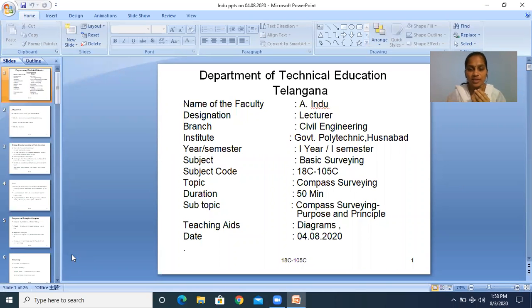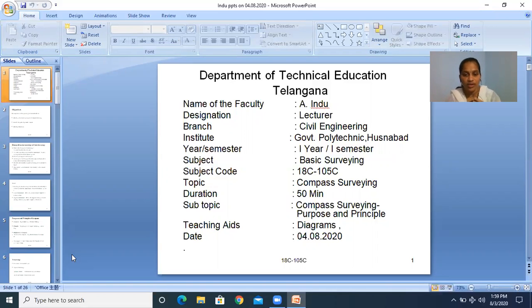Lecturer in civil engineering. Today also we will learn another new topic. In the previous class, we completed chain surveying. The last topic in chain surveying was obstacles in chain surveying and area calculations, which we completed in the last class. With that, I can conclude chain surveying.